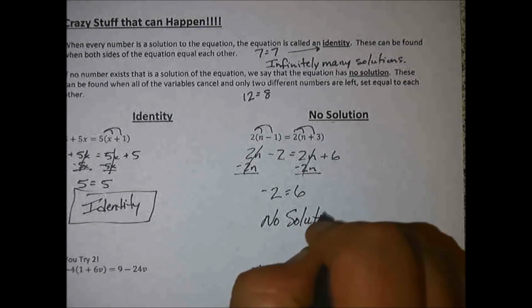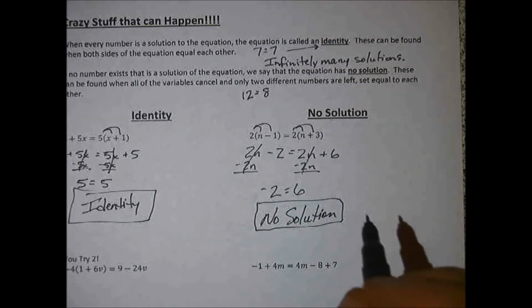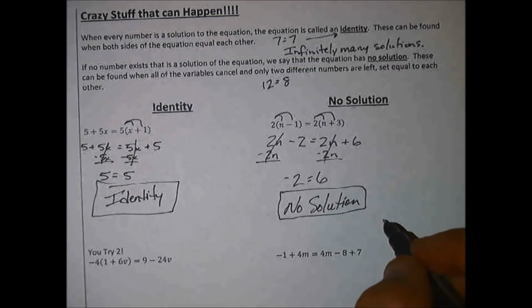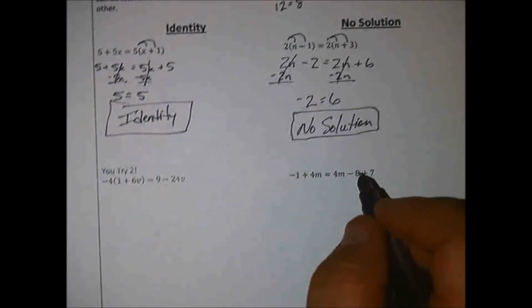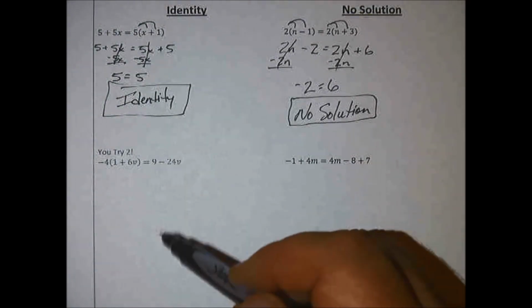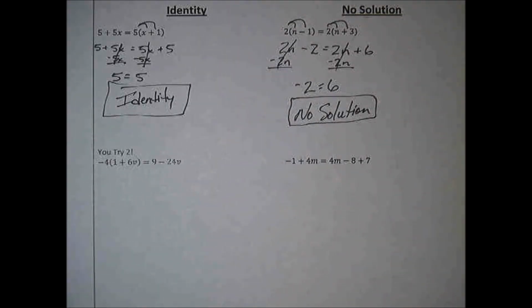No solution. Doesn't matter what x you pick, it's not going to work. Here they all work, here none of them work. It's 2 sides of the same coin. I want you to go ahead and pause the video and try these 2. Don't get thinking that because this one is in the identity row means that it'll be an identity. It could come up with a single answer. You never know. Go ahead and give it a shot.